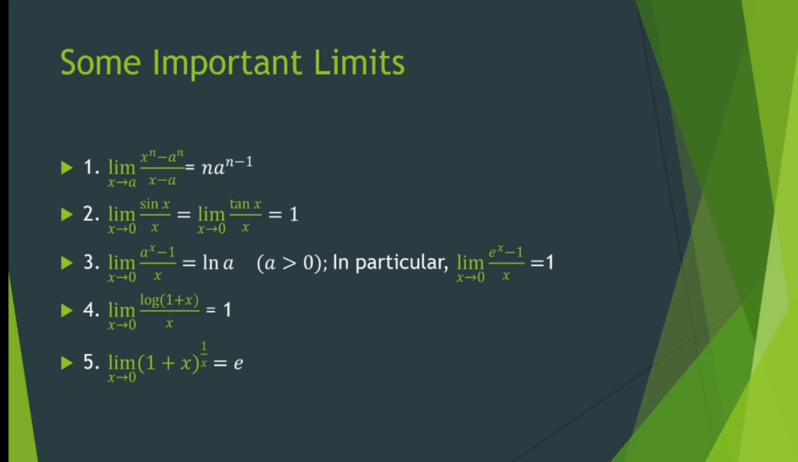Here are some important limits. Limit as x tends to a of (x to the power n minus a to the power n) by (x minus a) equals n into a to the power n minus 1. Limit as x tends to 0 of sin x by x equals limit as x tends to 0 of tan x by x equals 1. Limit as x tends to 0 of (a to the power x minus 1) by x equals log e base a. In particular, if a equals e, we get limit as x tends to 0 of (e to the power x minus 1) by x equals 1.